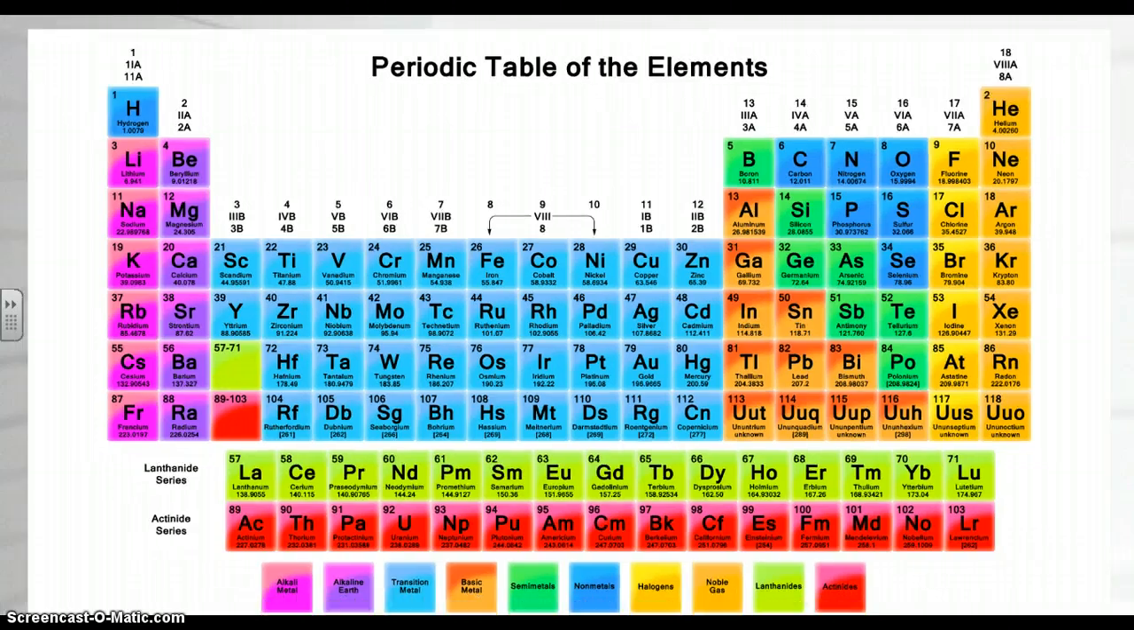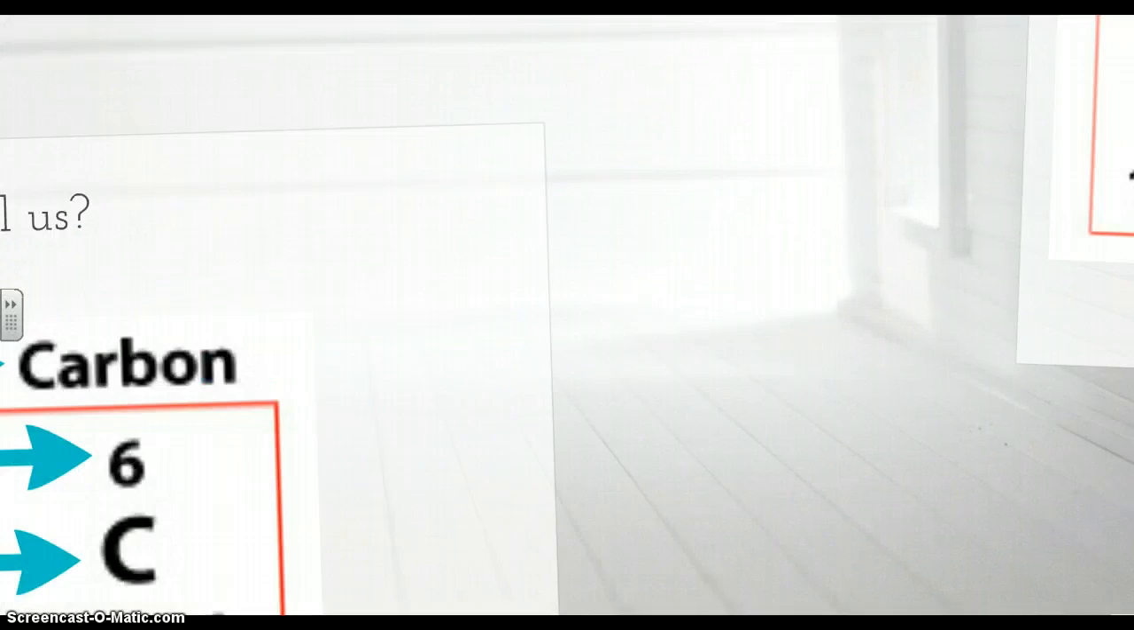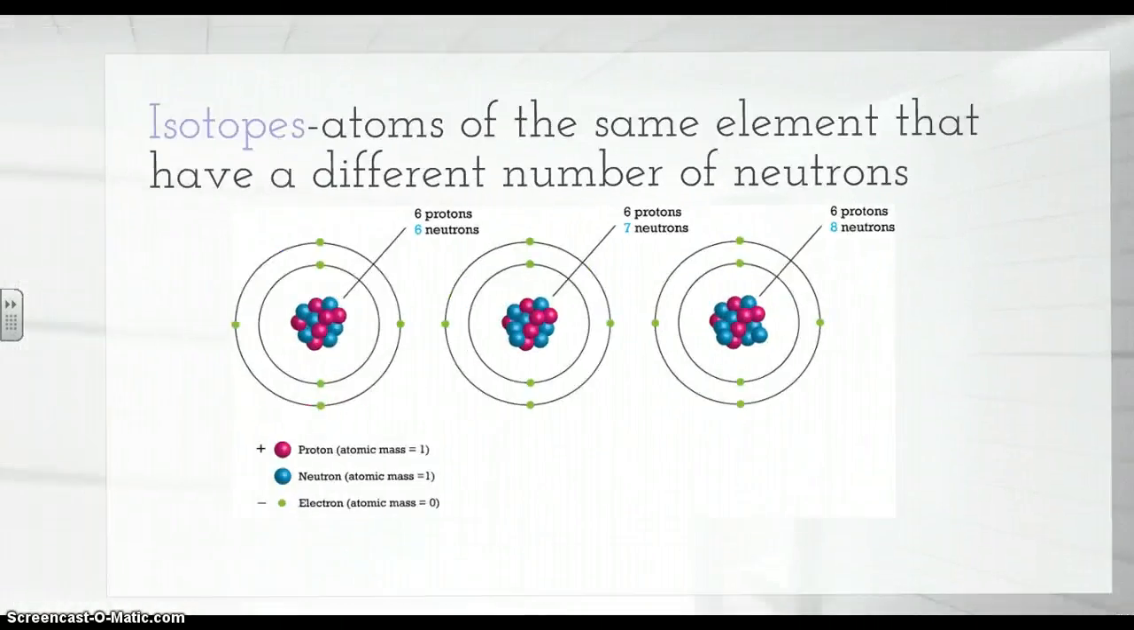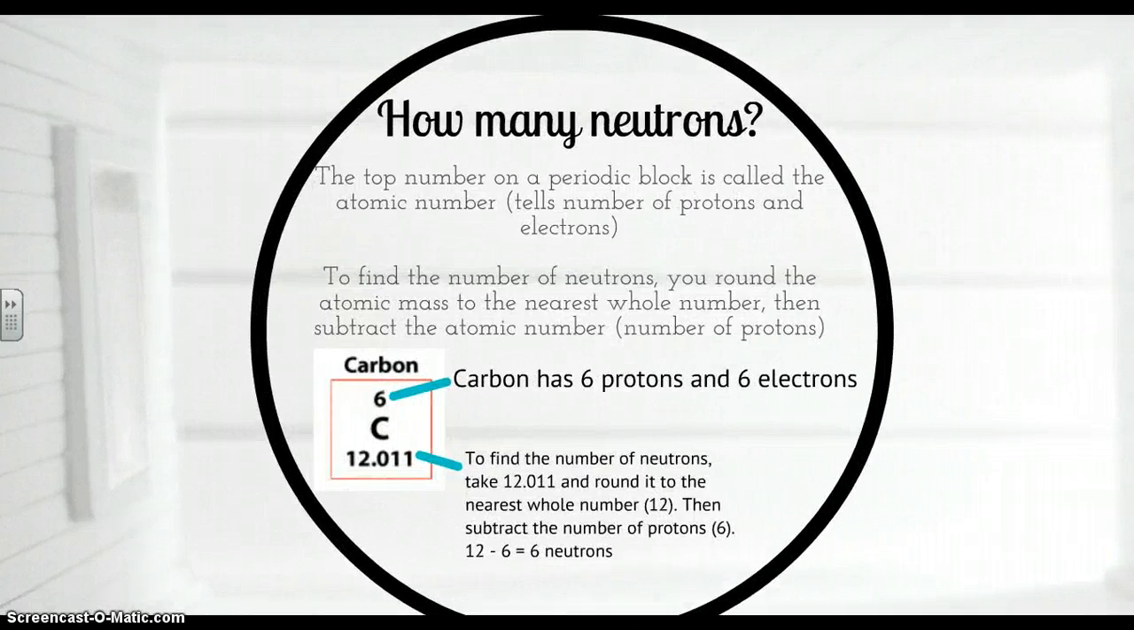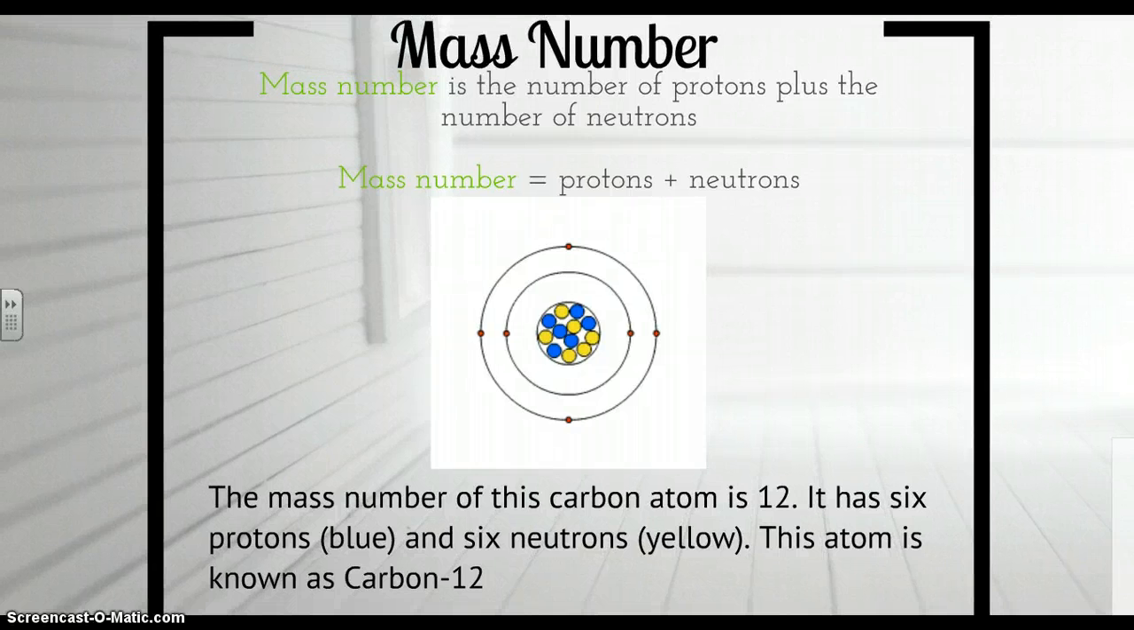Okay, so it's always going to have the same number of protons. Carbon, no matter what isotope we're talking about, will always have 6 protons. The number of neutrons can vary. Okay, you saw in the example that some had 6 neutrons, some had 7, and some had 8.